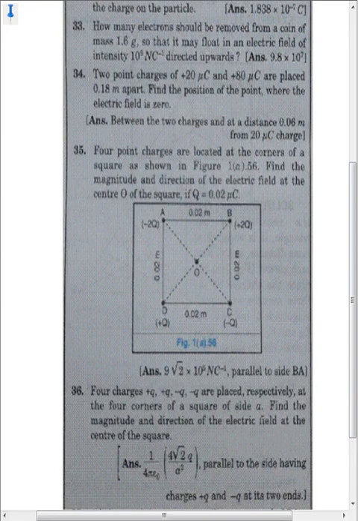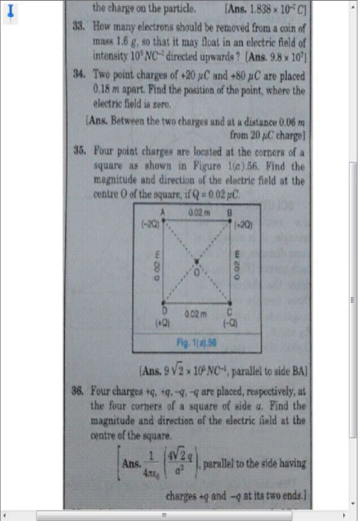Then in the next bit, that is the 33rd one, we have to determine the number of electrons that must be removed from a coin of a given mass, that is 1.6 grams, so that it floats in an electric field intensity of 10 raised to the power 5. Is it? It's probably 10 raised to the power 9. It's not clear. So it's 10 raised to the power 9 Newton per coulomb directed in the upward direction.